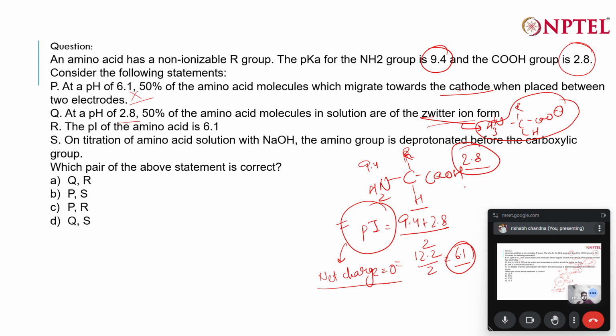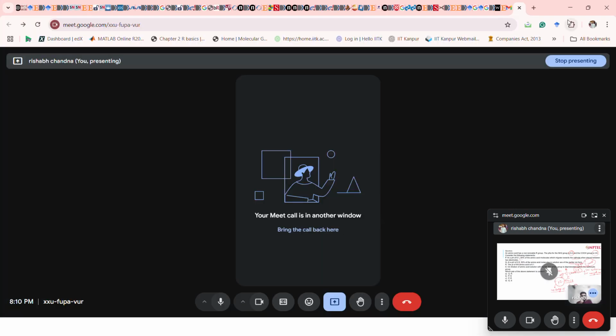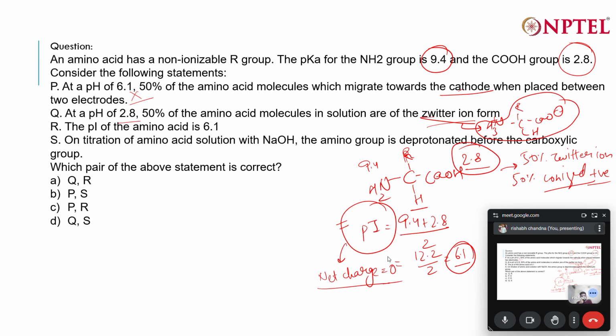Yes, this is correct. At any of the pK values of the amino acid, 50% of the molecules will be zwitterion, and 50% of the molecules will be ionized, positively charged. So option Q is correct. The pI of the amino acid is 6.1. Yes, this is correct, we just calculated it. So option R is also correct.